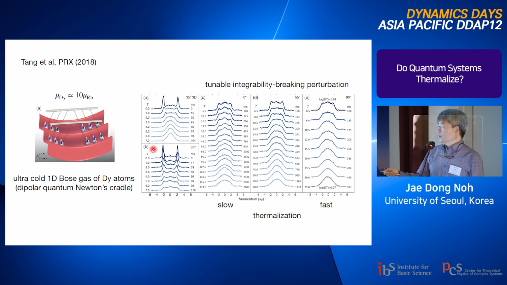And later, these people repeat a similar experiment, the quantum Newton's cradle experiment, but using different atoms: dysprosium atoms. This atom has a very special property: its magnetic moment is 10 times larger than the rubidium atom's. That means they have a much stronger interparticle interaction than the rubidium atoms. Moreover, if you apply a magnetic field, the dysprosium atoms align along this external magnetic field, and depending on this aligning angle, they can tune the interparticle interaction strength.